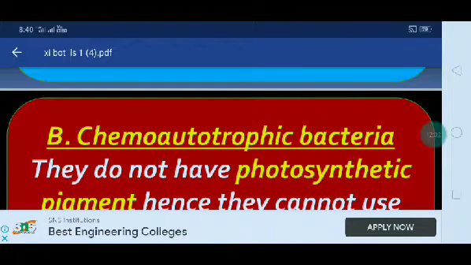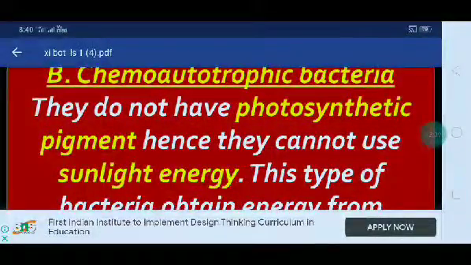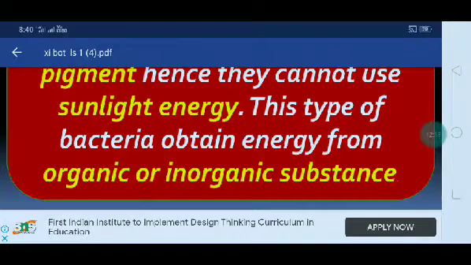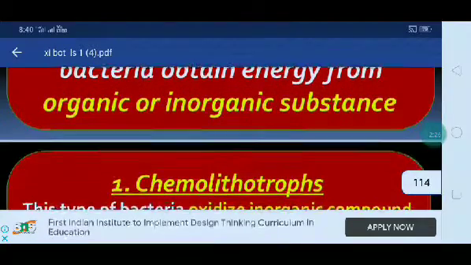Another one is chemoautotrophic bacteria. They do not have photosynthetic pigments, hence they cannot use sunlight energy. This type of bacteria obtain energy from organic or inorganic substances.